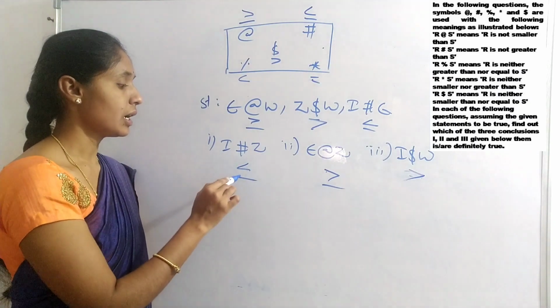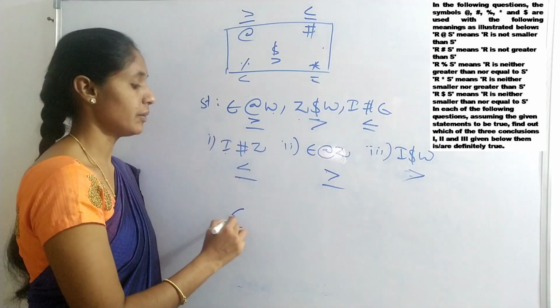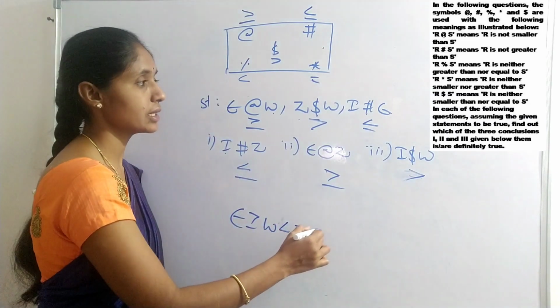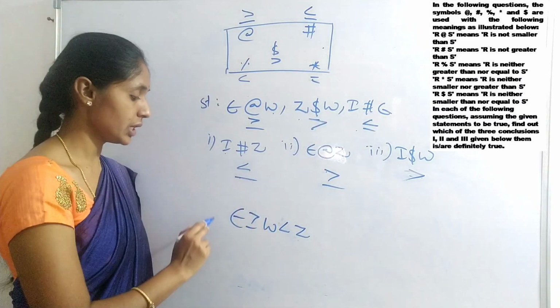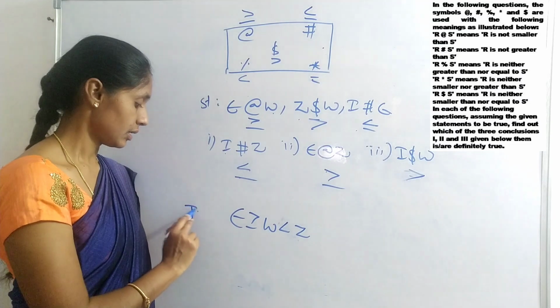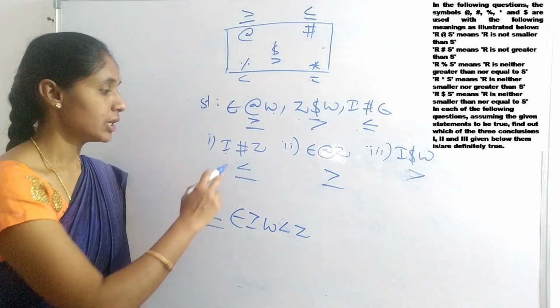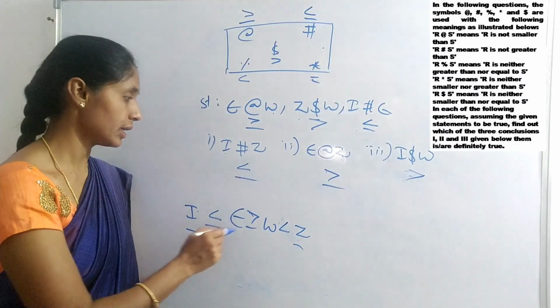First conclusion, I less than or equals to Z. So we can write E greater than or equals to W, W less than Z, and I less than or equals to E. That is I less than or equals to E. This is the given statement. Then I less than or equals to Z. I is here, Z is here, greater than, less than.